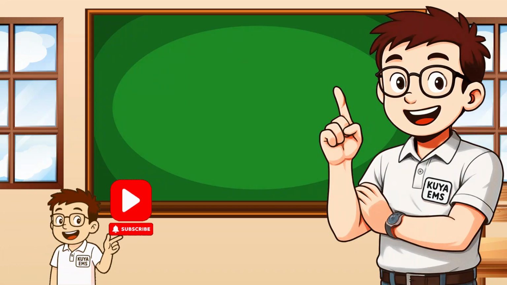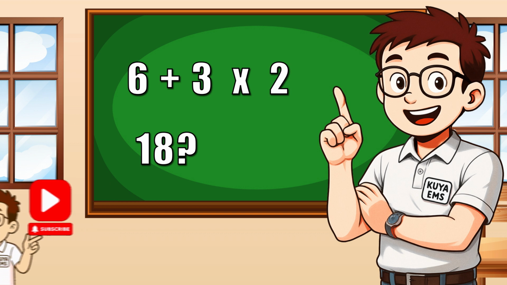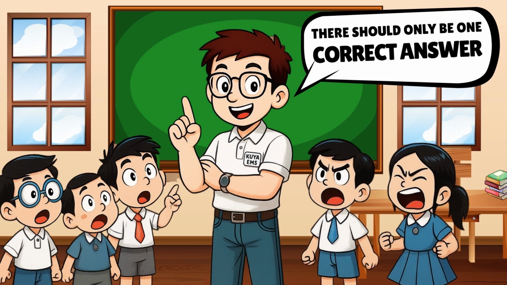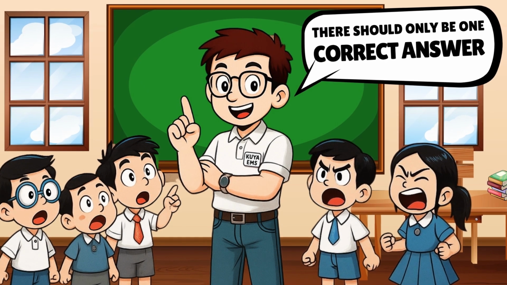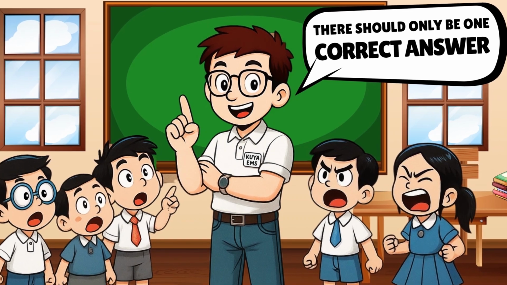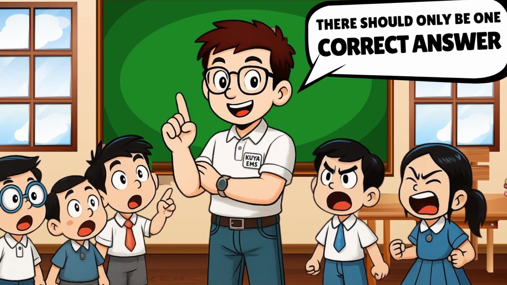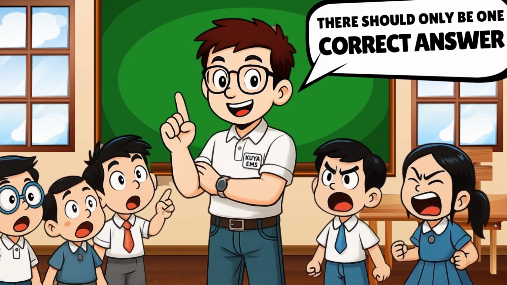Imagine this problem. 6 plus 3 times 2. Did you answer 18 or 12? Different answers depending on how you solved it. Without rules for the order of operations, we'd all end up with different answers for the same question. And in math, there should only be one correct answer. That's why we need a standard way to solve expressions. This is what we call the order of operations.